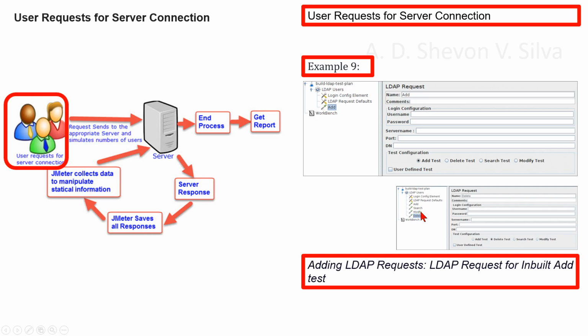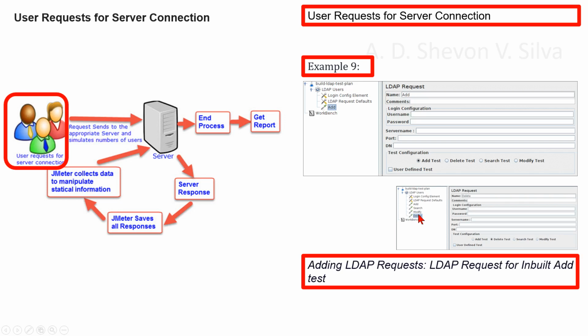Next, add the third LDAP request and edit the following properties. One, rename it to modify this element and select modify test radio button in the test configuration group.